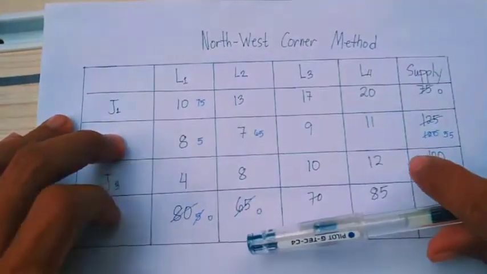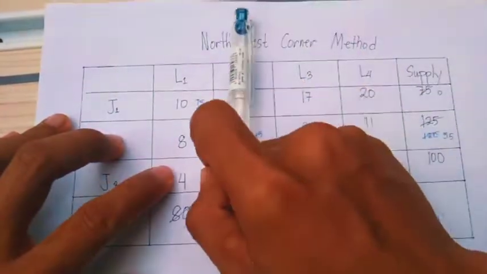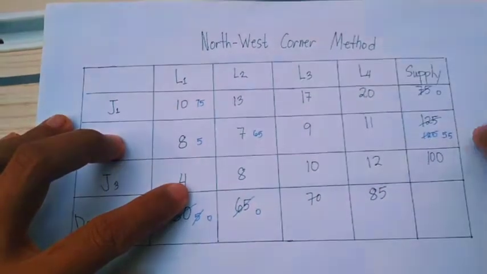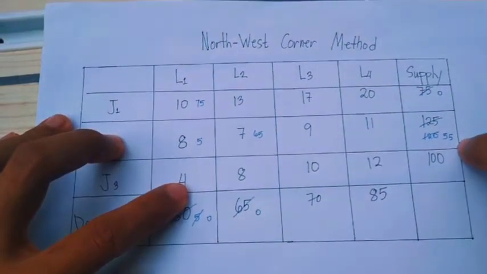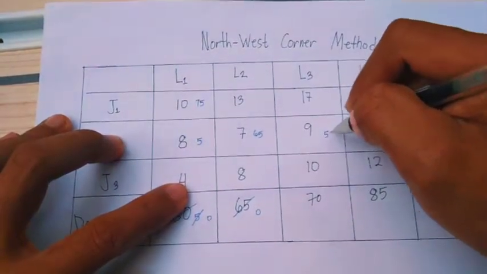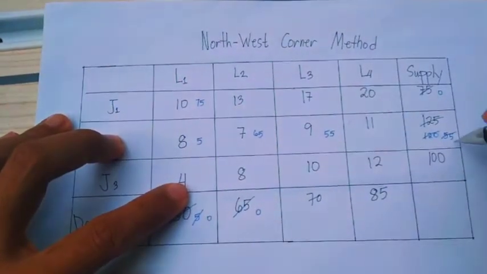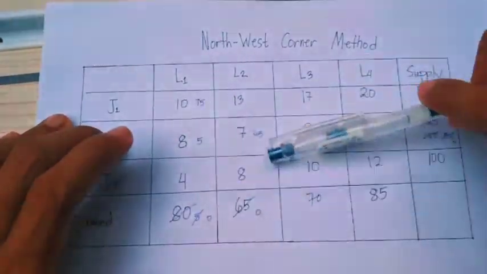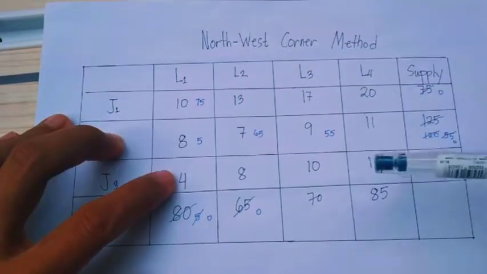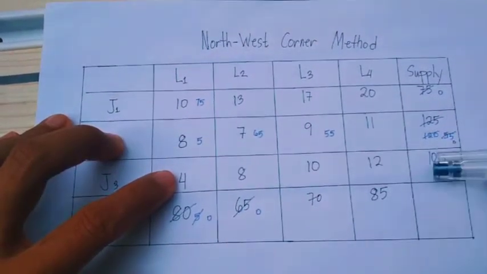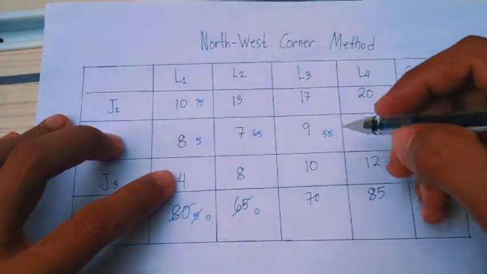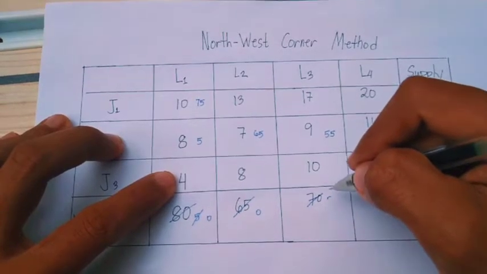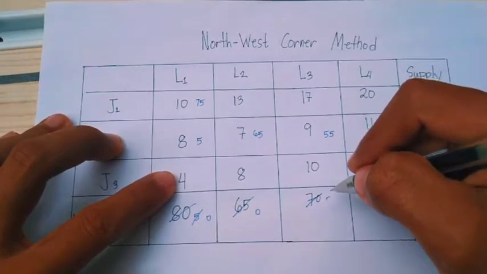Since these two are satisfied, we let these be imaginary, then move to 9. Since our supply left is 55, we will put 55 here to satisfy the supply. So our supply now is 0. So this corner and these portions are satisfied. What's left is 70, 85, and 100. Next, since we have 55 here, we will subtract it from 70. So all we have left is 15.